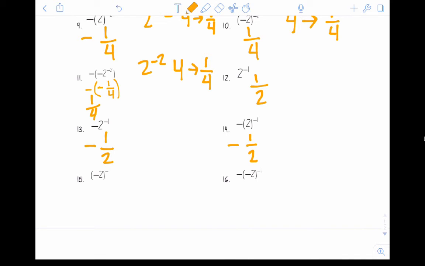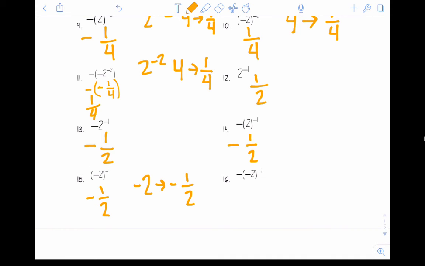Number 15, negative 2 to the negative first. Now that negative is included, that became a nice exponent. So now we have to ask ourselves, what's the inverse of negative 2? So if I have negative 2, the inverse of that would be negative 1/2. Because if the inverse of positive 2 is 1/2, the inverse of negative 2 would be negative 1/2. So this answer is negative 1/2.